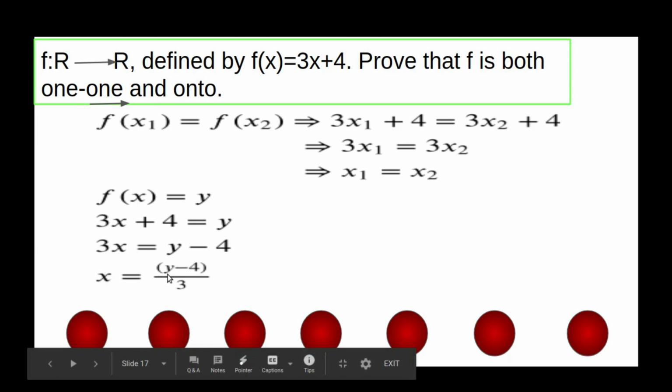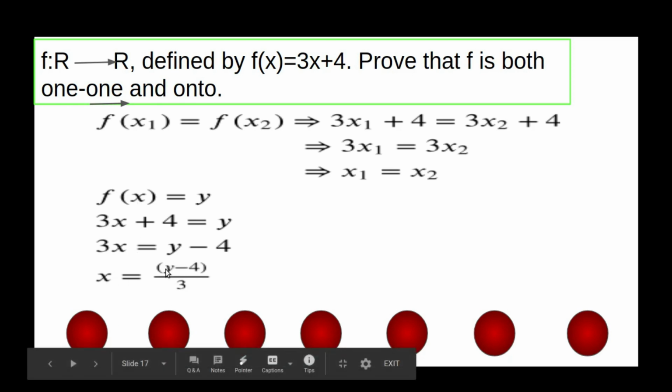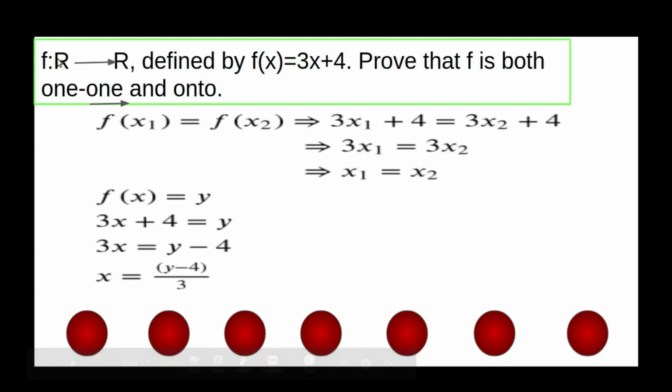x is equal to (y minus 4) by 3. Whichever real number y we take, (y minus 4) by 3 is always a real number. This value belongs to this set, the domain.